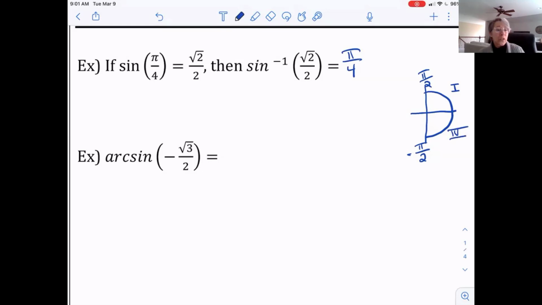So let's take a look at the arc sine of negative rad 3 over 2. Remember, the rad 3 over 2 is the larger y value. So in the first quadrant, we would be looking at 60 degrees or pi over 3. But remember, it's negative rad 3 over 2 for the y, so it would be down here. So that would be a negative pi over 3, and that would be our answer.